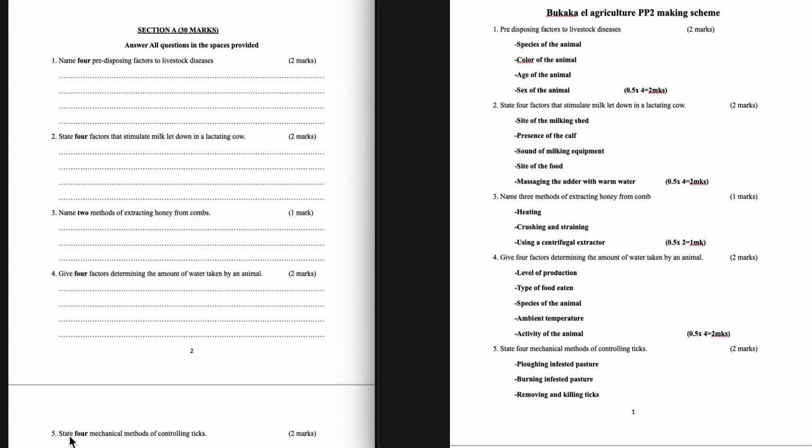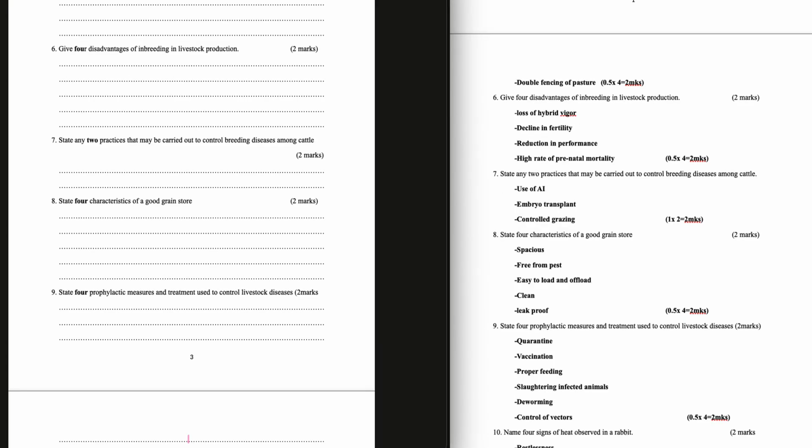Question 5. State 4 mechanical methods of controlling ticks. Plowing infested pasture, burning infested pasture, removing and killing ticks, double fencing of pasture.